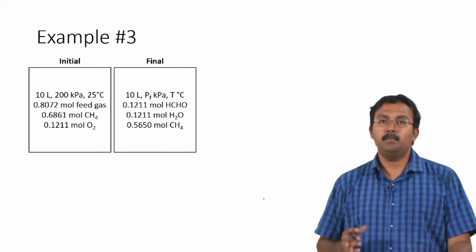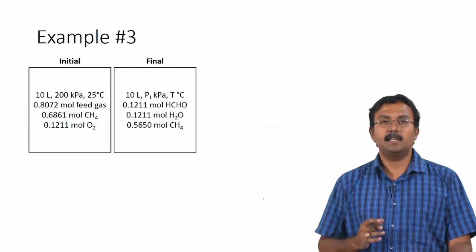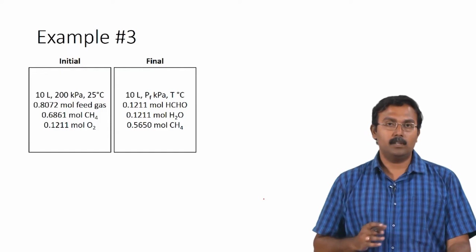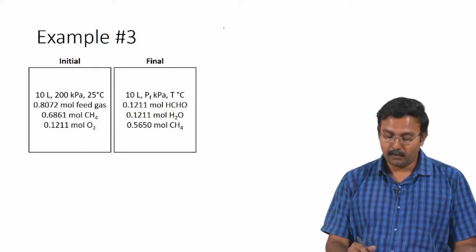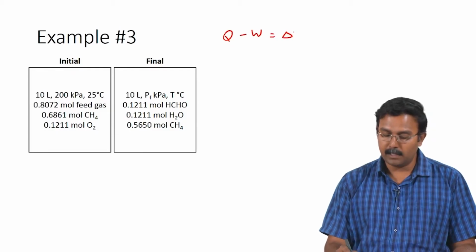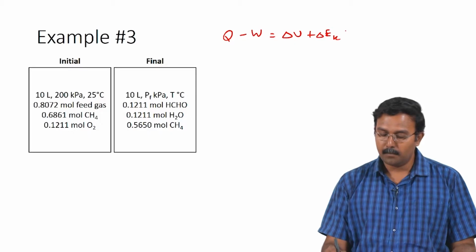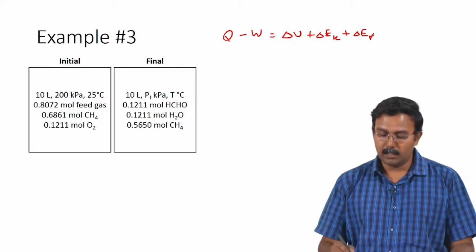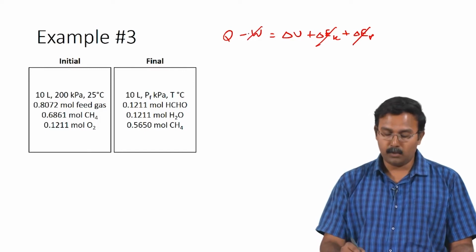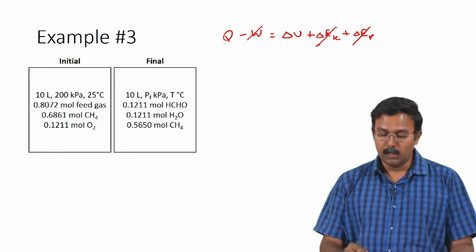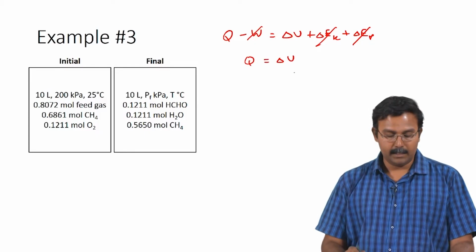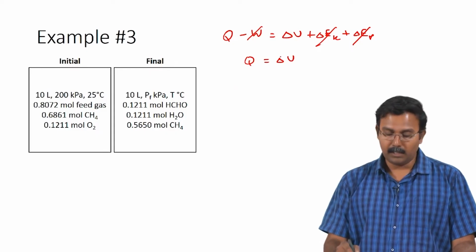Now that we have performed all the required material balances, we can start with the energy balance calculations. Here it is a closed system, unlike all the systems which we have been looking at till now. For a closed system, the equation would be Q minus W equals delta U plus delta Ek plus delta Ep. Here there is no change in kinetic and potential energy, and there are no moving parts, so you have work also equal to 0. So, you end up with Q equals delta U.